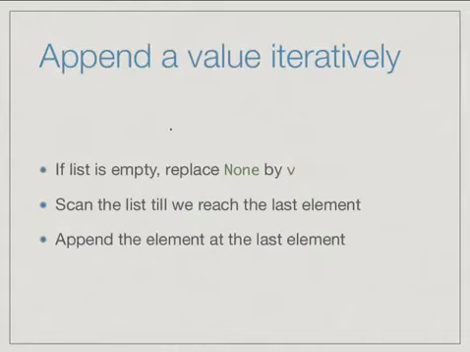Now, instead of recursively going to the end of the list, we can also scan to the end of the list iteratively. So we can write a loop which keeps traversing these pointers until we reach a node whose next is none. So if the list is empty as before, we replace the value none by v. Otherwise, we scan the list till we reach the last element. And then once we reach the last element, as in the earlier case, we create a new node and make the last element point to it.